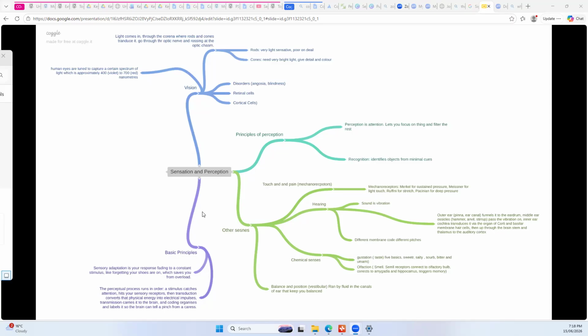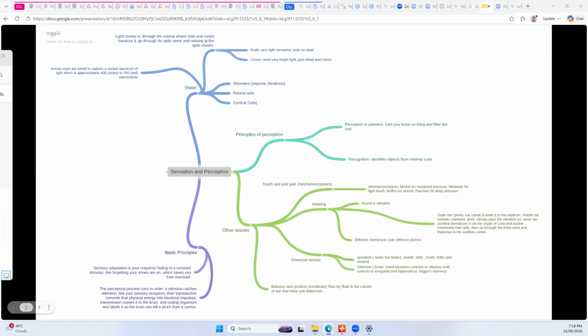So I started with sensation and perception as a whole, and then moved down onto the basic principles. Of course, they apply across all the other senses, hearing, chemical, touch, vision. The way I mapped sensory adaptation, which is the way your response to a constant stimulus fades, is like forgetting you have your shoes on or your clothes touching you, which saves you from sensory overload.